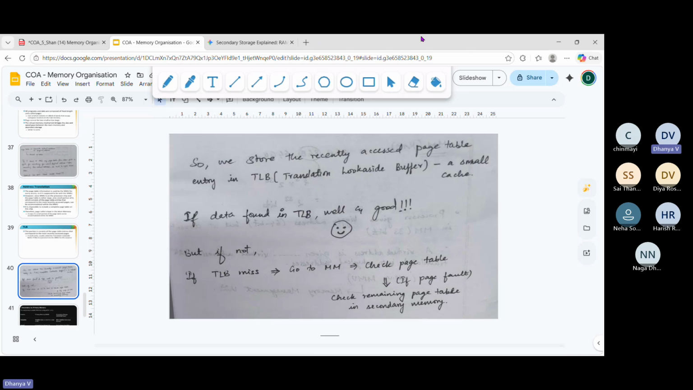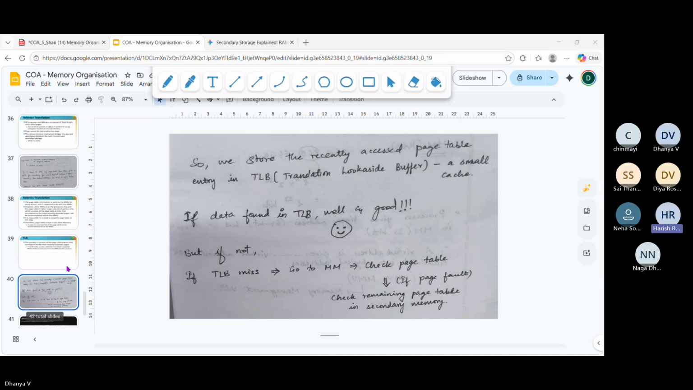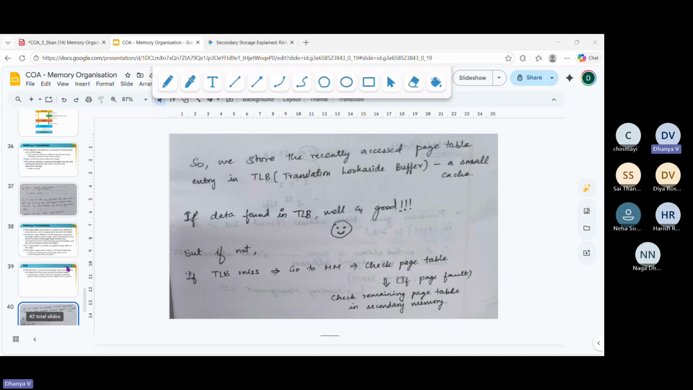Is this part clear, or do you want me to repeat? I think it's clear. Okay.